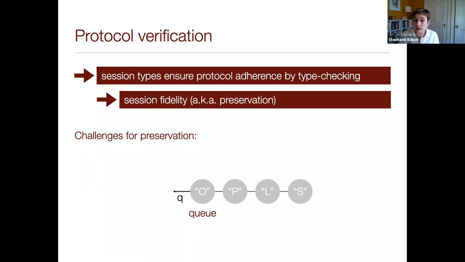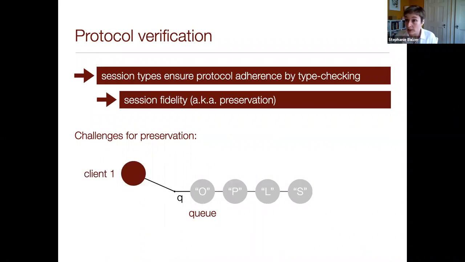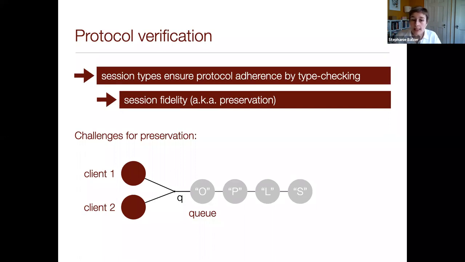Again, we have our queue, and now let's imagine we do not only have one client connected to the queue, but also another client connected to the queue. As we've seen initially in the pi calculus, there can be n-ary channels. So client one and client two can use the same channel queue, both connected along queue to the queue. All right, so why is that problematic?